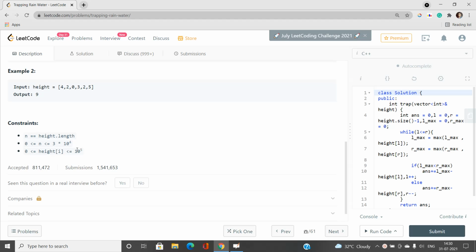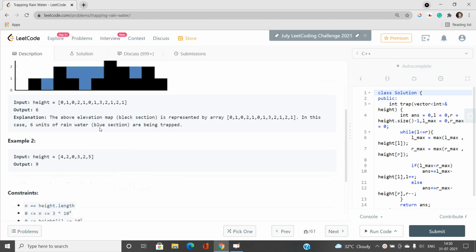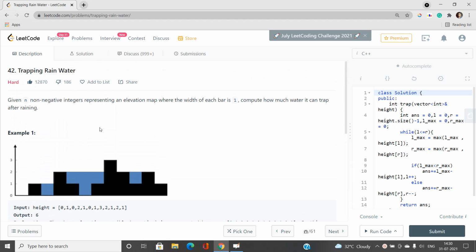If we have an O of n solution, then why not try for that rather than an O of n log n solution, right? So we'll be talking about the O of n solution, and every wall height is at most 10 power 5. Let's move further to first understand this problem, then we will together find the best and utmost good solution for it. So let's move further.